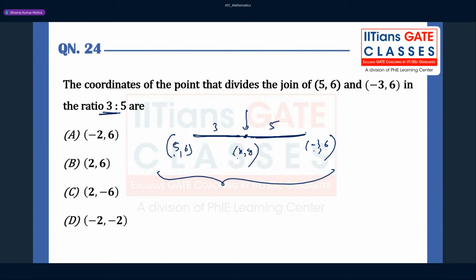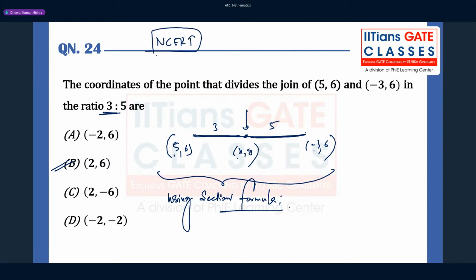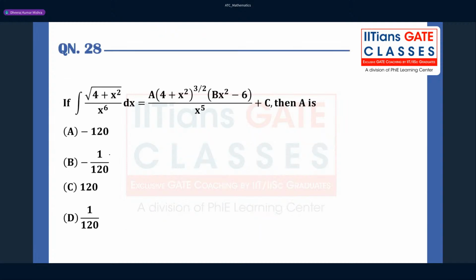So once you solve this using the section formula, you will get the answer as b. That's what I would suggest: you can refer to NCERT to understand the section formula. So this question is very simple then, right? So (2, 6) will be the correct answer for this question. Okay, understanding the situation.